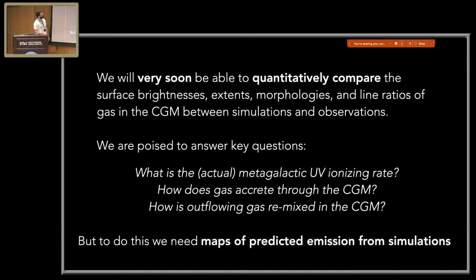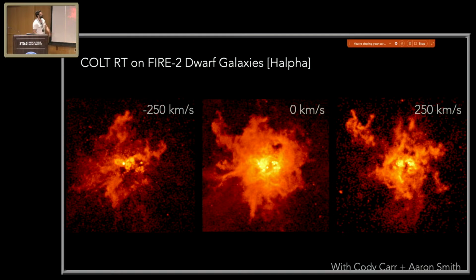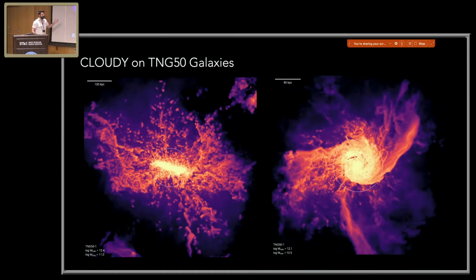There's some work that we're doing in our group, working with others, trying to make these maps. So this is H alpha using the COLT radiative transfer code on the FIRE galaxies. I'm also working on some TNG50 maps, but there are so many great simulations out there, some of which focus really intensely on the circumgalactic medium. We would love to make maps and work with everybody to make actual quantitative predictions.